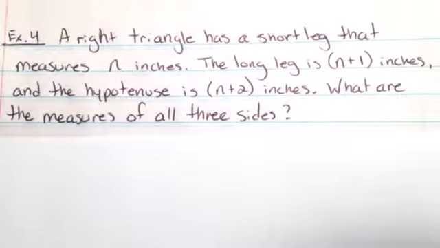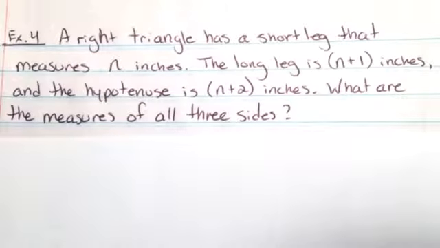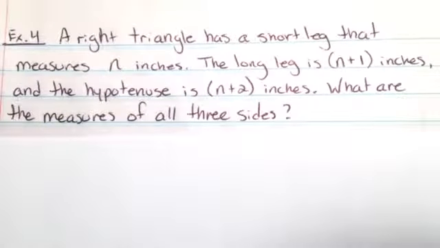All right, so a right triangle has a short leg that is measured at n inches. It's got a long leg that's n plus 1 inches. And the hypotenuse is n plus 2 inches. What are the measures of all three sides? Okay, when in doubt, draw it out if you need to.